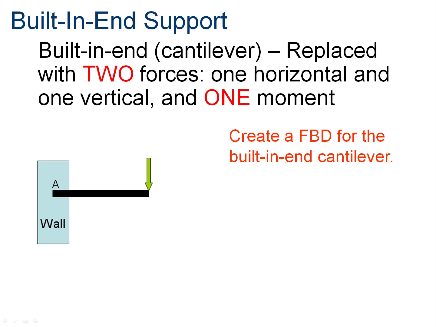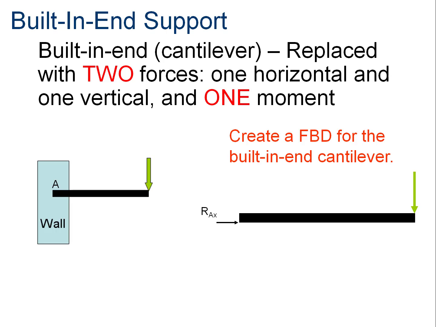Well, what if I got something sticking out of a wall? We call that a cantilever. And the cantilever has to be replaced with two forces, a horizontal and a vertical, and one moment. So let's look at the free body diagram for the cantilever. First, I want to represent the beam sticking out, the cantilever beam. So I just sketch it. Add the force on the end.